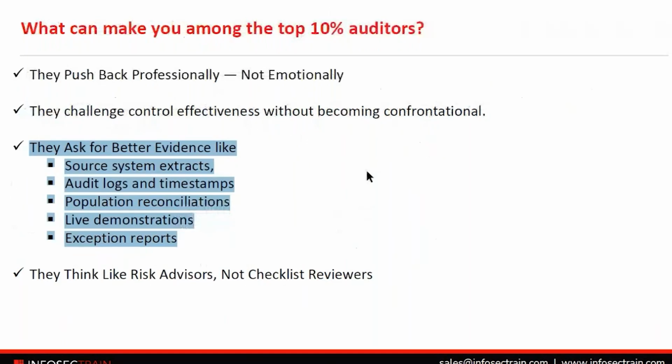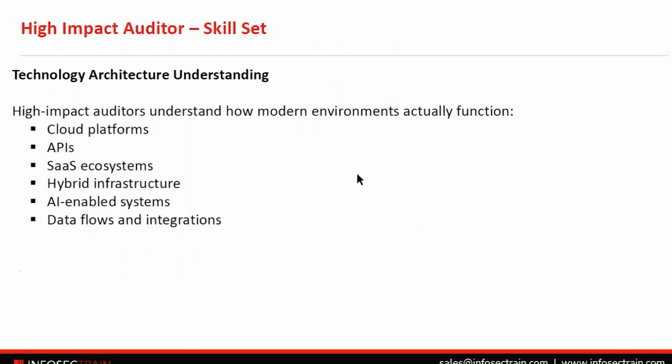Like, how do we learn to ask for better evidences and do not get satisfied with what is being shown to us? We become risk advisors, right, and not just putting a tick mark against our checklist and saying, hey, I've completed all the questions that I'm supposed to ask. Okay, when we start consciously moving in this direction, the most important thing is we grow a lot. I have seen this happening within me, and I'm sure anybody who's on this journey will also see this. Okay. Now, what are the skill sets needed today for a high impact auditor?